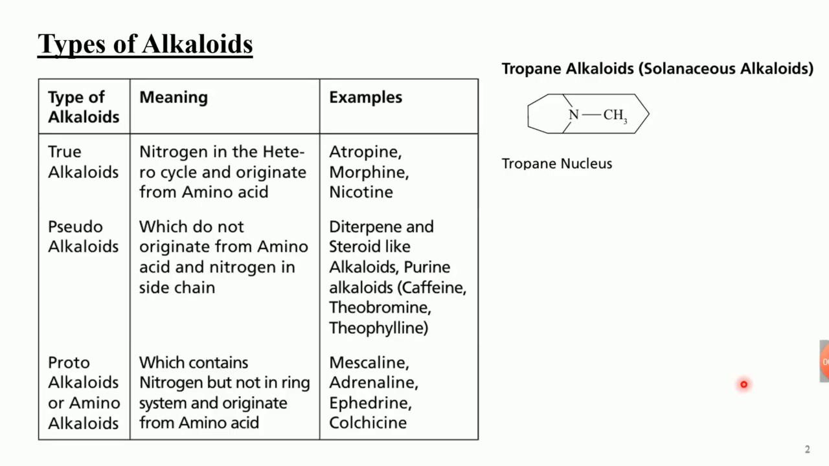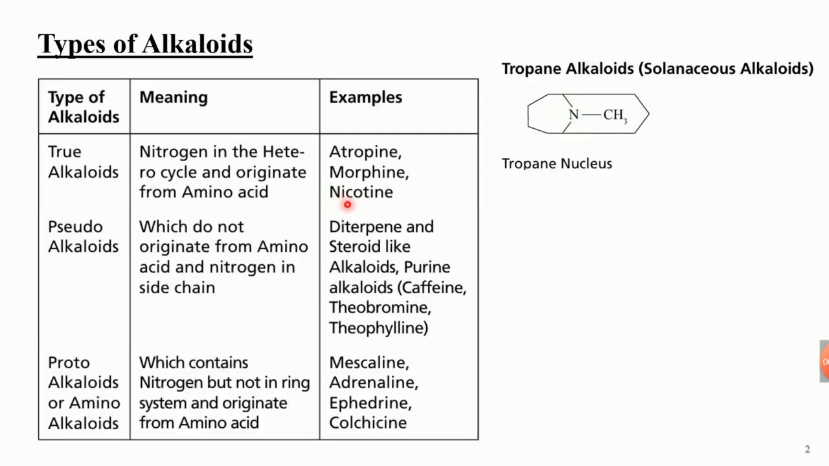The nitrogen atom is either present in the ring structure as shown in the structure here, or it can be present in the side chain, like CH3 is the side chain. Somewhere if nitrogen is present here, then it is in the side chain. Here in this case nitrogen is present in the ring structure, that is, a part of the heterocyclic ring.